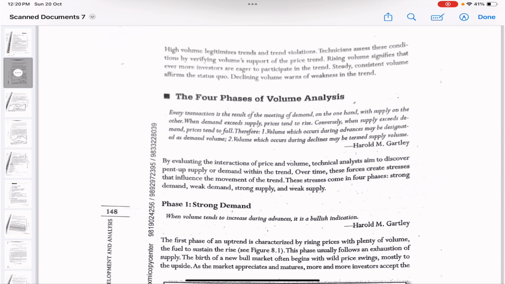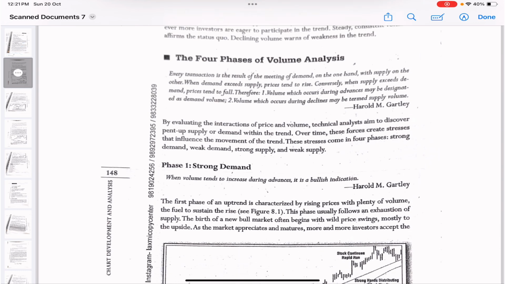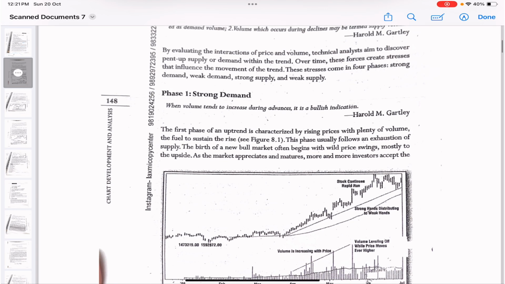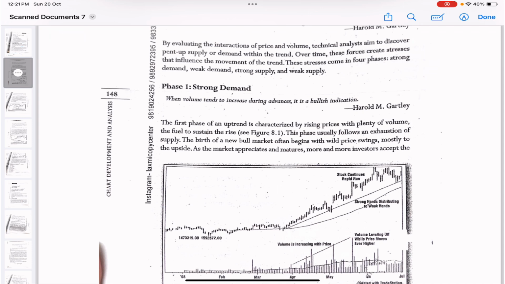Volume which occurs during advances may be designated as demand volume. Volume which occurs during declines or during downtrends can be termed as supply volume. By evaluating the interactions of price and volume, technical analysts aim to discover pent up supply and demand within the trend. Over time, these forces create stresses that influence the movement of the trend. These stresses come in four stages: strong demand, strong supply, weak supply. So, these are the four phases which we are going to learn. If there is an MCQ which says what are the four phases of volume in a trend, very simple, you just need to know strong demand, strong supply, and weak supply.